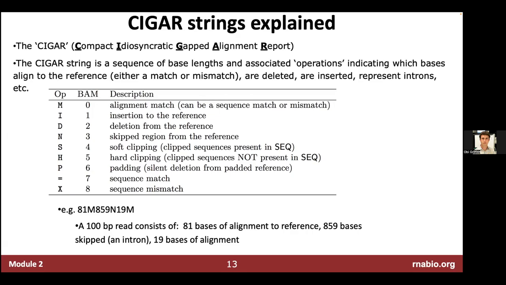Instead of a nice, human readable graphical representation of how your read matches up with the reference, it's almost like a mathematical representation. It works by providing a string of base lengths and so-called operations, which indicate how the bases align to the reference, or are deleted or inserted, et cetera. I feel like this is easiest to understand from an example. So this is an example of a CIGAR string.